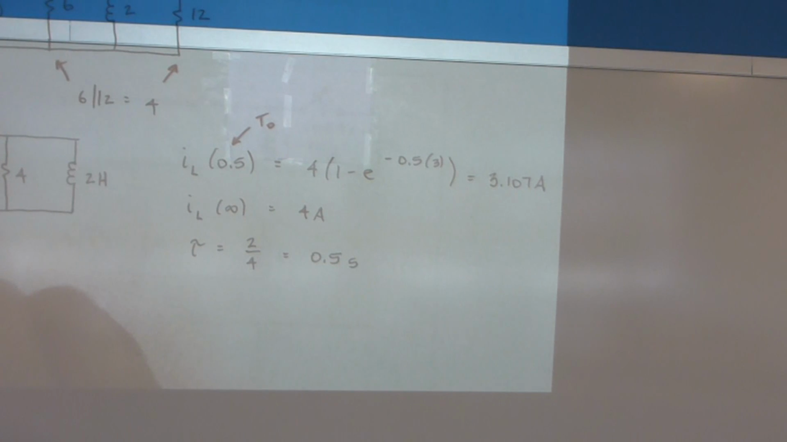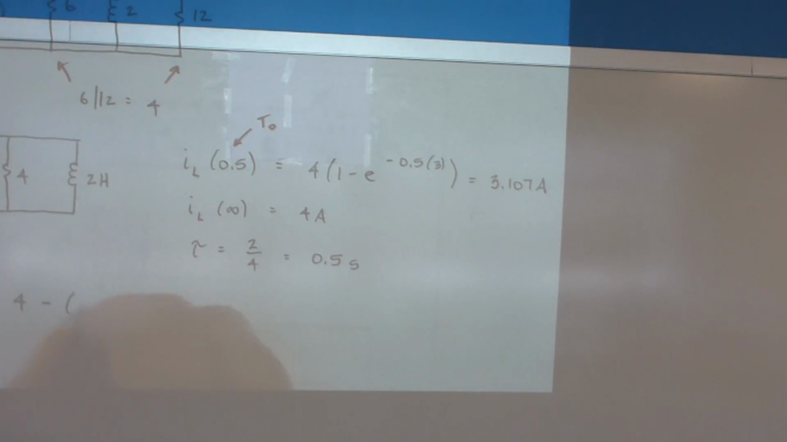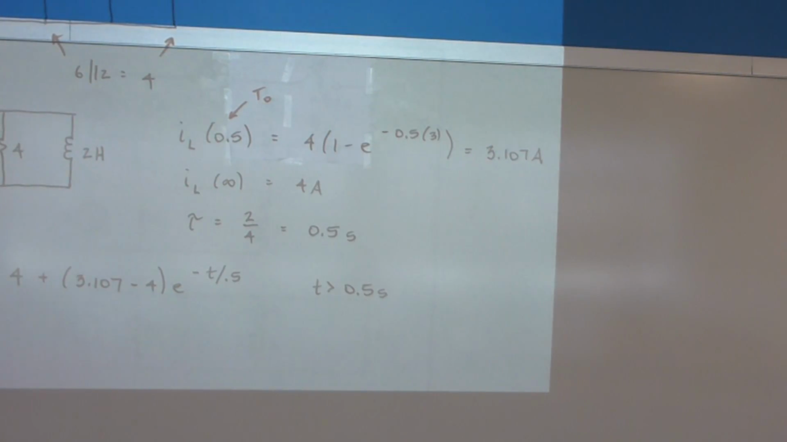Now I can write the equation again. So I sub L of t is equal to final plus how far I have to go, times how long it takes to get there, and this is good for t greater than 0.5. Let's clean it up and write everything all together. Yes? Shouldn't the t be t minus 0.5? Yes, thank you, absolutely. This should be t minus 0.5.